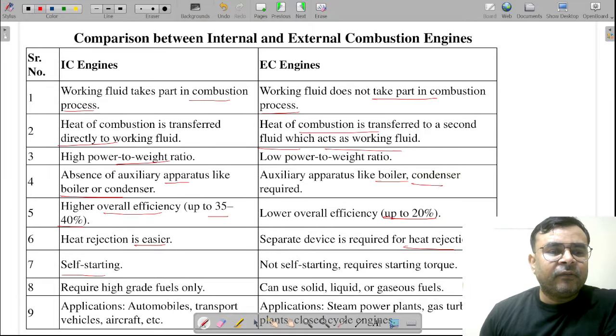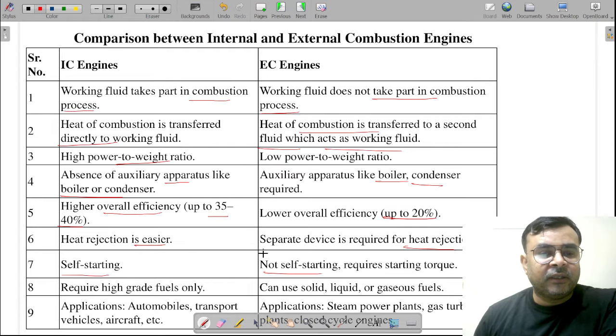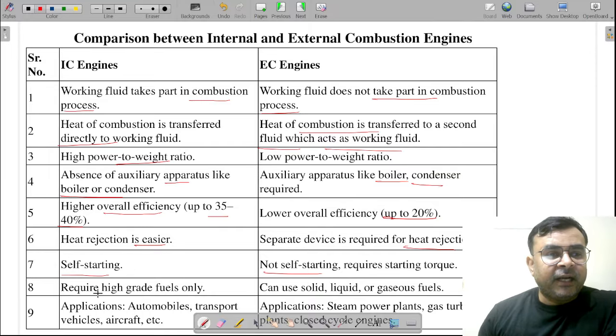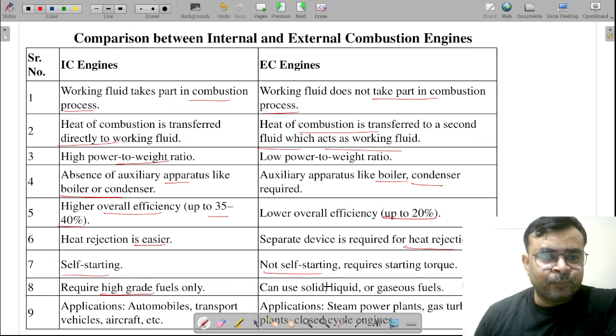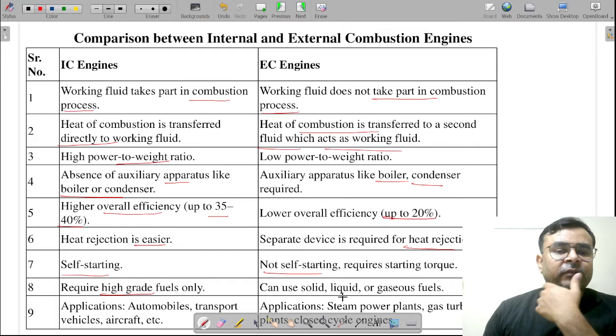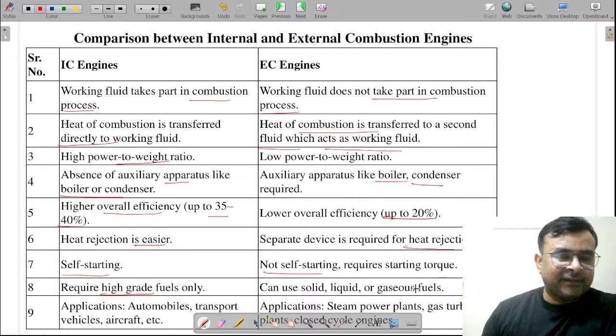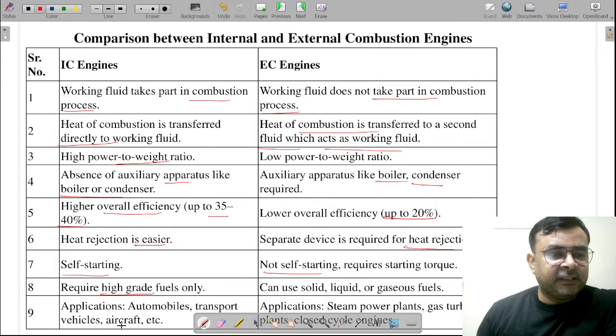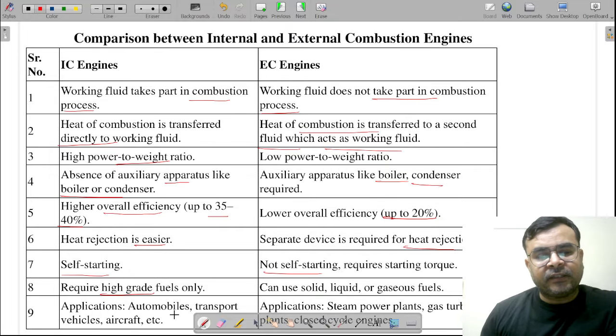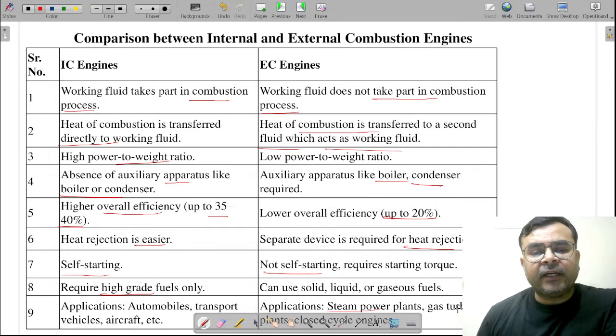Okay. And self starting, yes, in an IC engine self starting is possible, but here self starting is not possible. And to start the IC engine, the initial torque will be very high, and the IC engine requires a high grade of fuel, of course, like petrol, diesel or gasoline, or gaseous fuel like natural gas or LPG. But yes, in an external combustion engine we can use coal, we can use nuclear, we can use liquids like petrol, diesel, we can use gas like LPG or CNG. Now you can see the application. Of course the IC engine is used in automobiles, transport vehicles, aircraft, etc. And the external combustion engine is used in steam power plants and gas turbine plants.